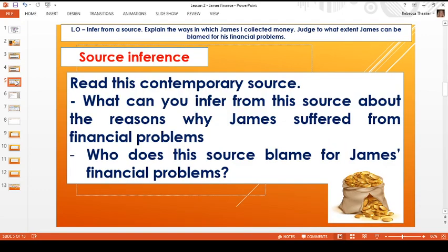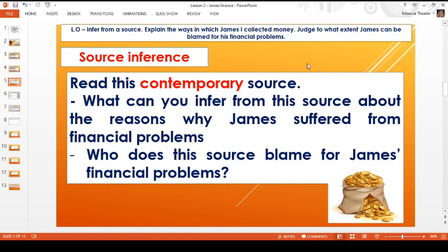Okay, so let's get going with today's lesson. So the first thing you're going to do is I'm going to put a contemporary source on the next slide. If something is a contemporary source, that means that it's from the time period. So this was actually written whilst James was alive. That type of source has a different name. Sometimes we call that a primary source. Again, it just means it's from the time.